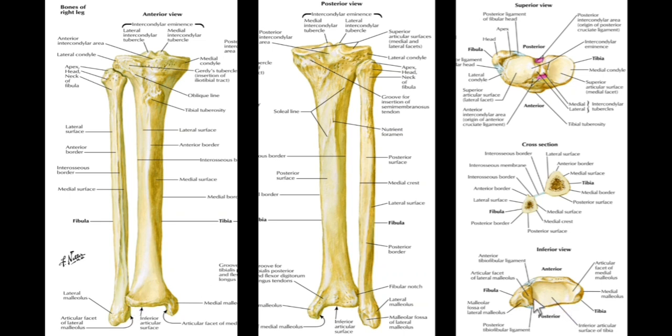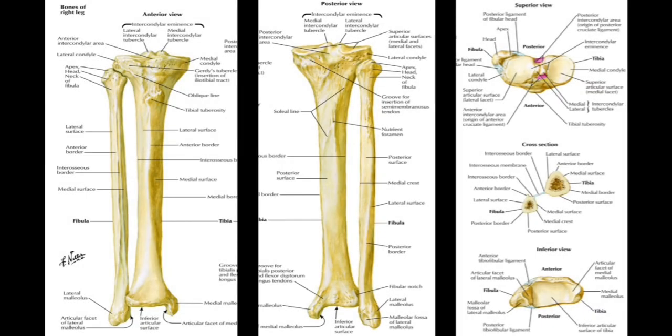The inferior surface gives the attachment to the foot bones. The posterior surface is a little bit smaller and grooved. And the medial surface shows the medial malleolus, which is an expanded part. You can feel this medial malleolus on the medial side of the foot at the ankle joint. So this is all about the tibia.